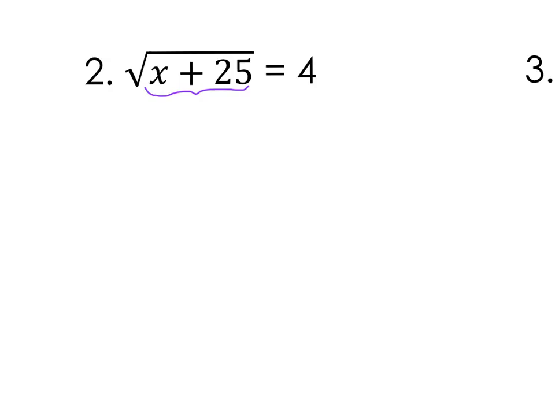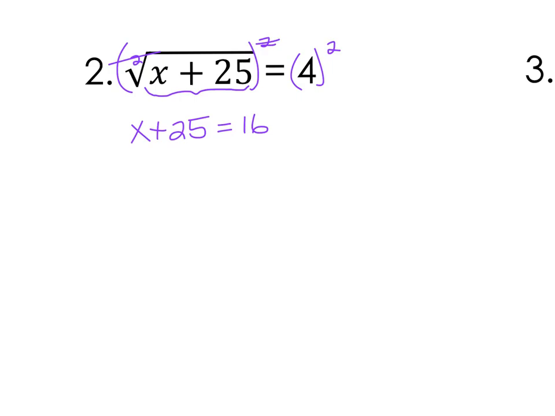Raise each side to the opposite power. Now remember, an index that's not written is technically an index of 2. So we're going to go ahead and square each side. That's going to cancel the 2's on the left, leaving us with the radicand on the inside, x plus 25. On the right, 4 squared is 16.